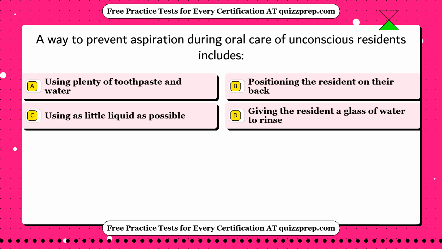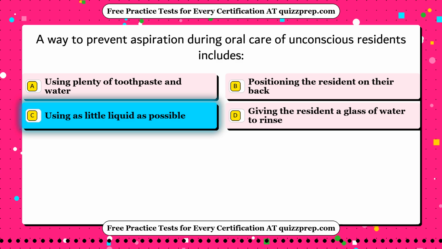Question 47. A way to prevent aspiration during oral care of unconscious residents includes: Option A, using plenty of toothpaste and water. Option B, positioning the resident on their back. Option C, using as little liquid as possible. Option D, giving the resident a glass of water to rinse.